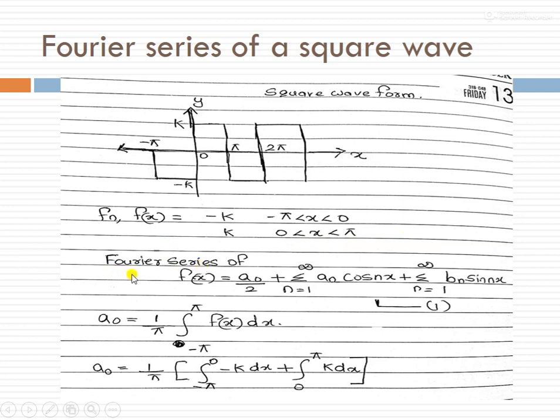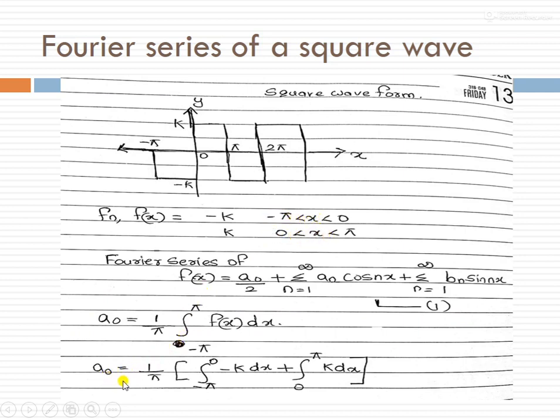We already know the general formula of Fourier series is f of x equal to a0 by 2 plus sigma n equal to 1 to infinity a n cos n x plus sigma n equal to 1 to infinity b n sin n x, and this is called equation 1. And a0 equal to 1 by pi integral minus pi to plus pi f of x dx. Here f of x can be written with limits, minus pi to 0 and 0 to pi.